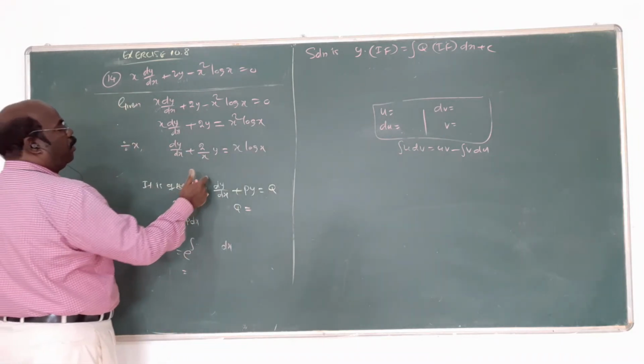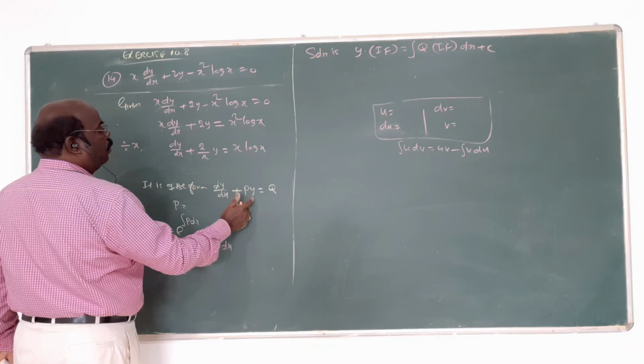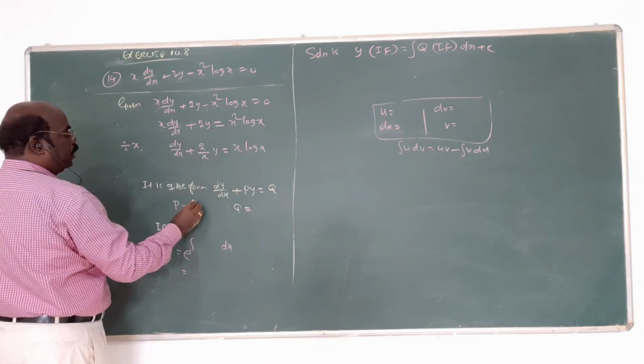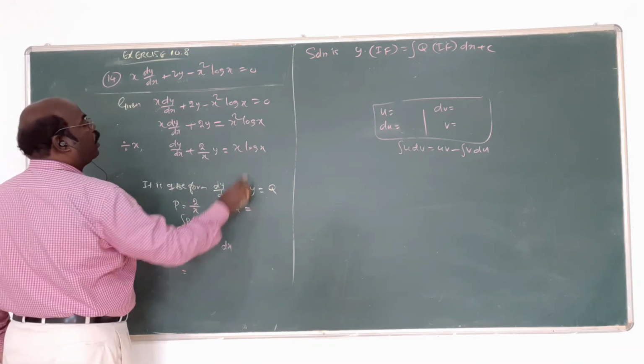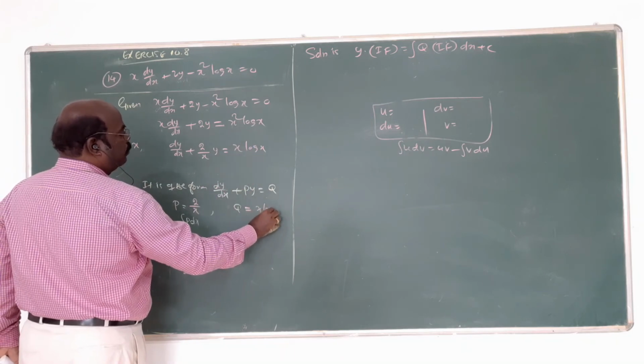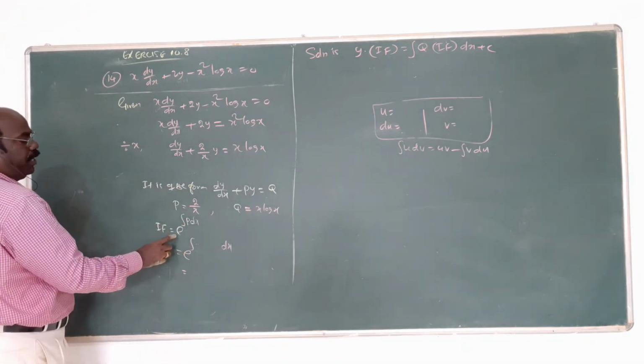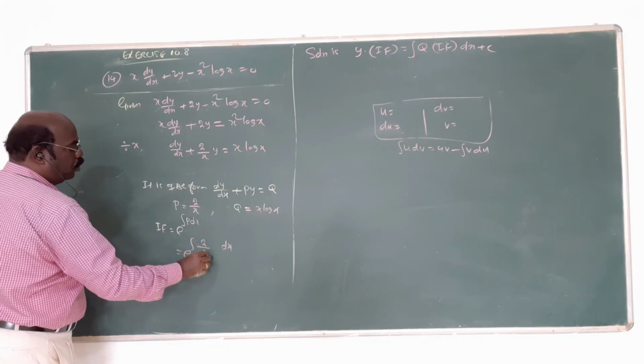Now it is in the form dy by dx plus Py equals Q. P is what? The coefficient of y, which is 2 by x. Q is what? Equal to x log x. Now write the form of the integrating factor: e power integral of this. This is what? 2 by x.